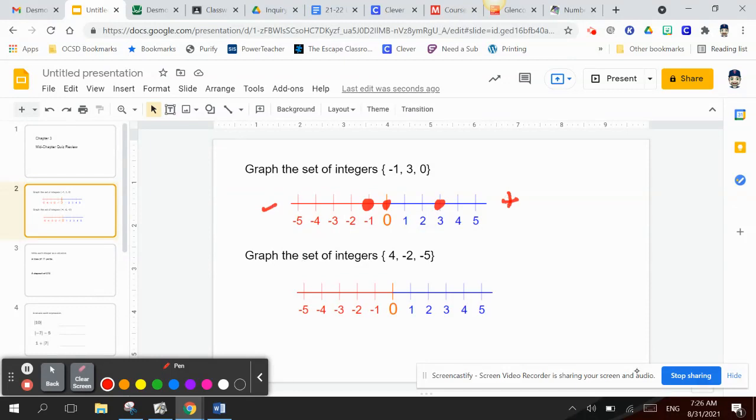All my positive numbers are to the right. The next set, graph the set of integers 4, -2, and -5. So 4 is positive, so I count 4 to the right. 1, 2, 3, 4. And there's 4. -2, my negatives go to the left, so I count backwards 2. 1, 2. There's -2. And the next one's -5. So again, it's negative to the left. I count 5 to the left. 1, 2, 3, 4, 5.